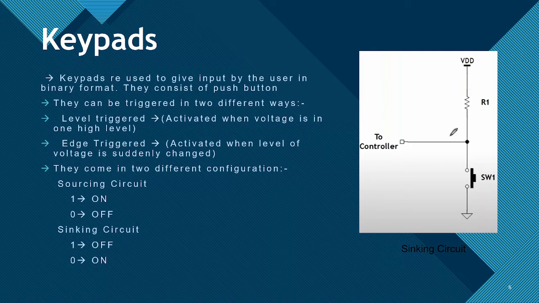They come in two different configurations. One is sourcing circuit and another one is sinking circuit. Sourcing is when one is considered to be on and zero is considered to be off. And in sinking circuit, one is considered to be off and zero is considered to be on, just the opposite. The diagram here is just a representation of the sinking circuit.